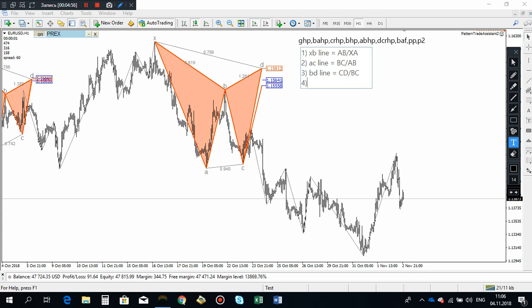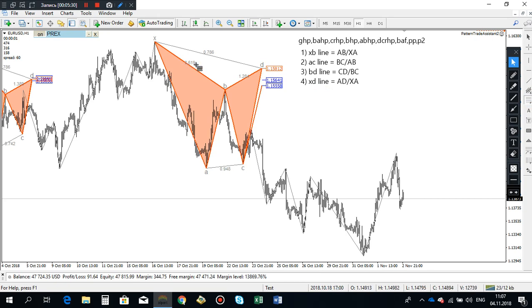Okay, number 4, what we have here is this X to D line. It shows the ratio of AD compared to XA: AD divided by XA. So it is the XA retracement. So the total complex pullback is the A to D. That's it. So if you check all these patterns, let's go and check them.